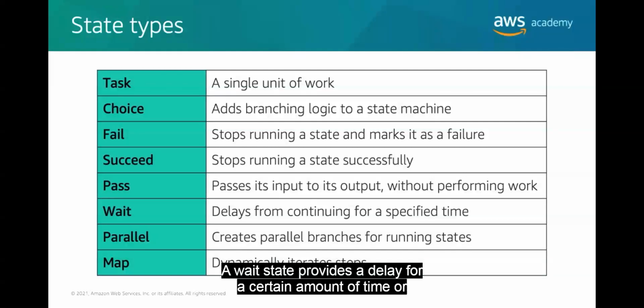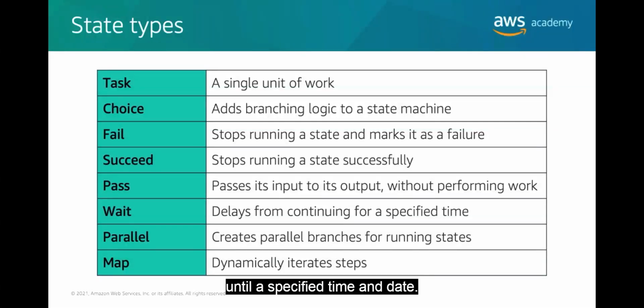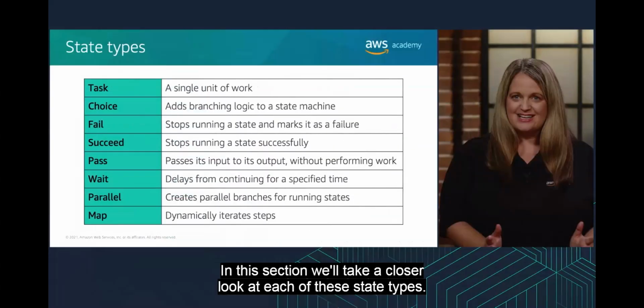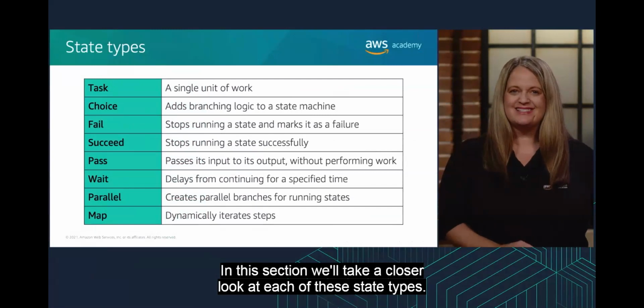A wait state provides a delay for a certain amount of time or until a specified time and date. A parallel state begins running parallel branches. Finally, a map state dynamically iterates steps. In this section, we'll take a closer look at each of these state types.